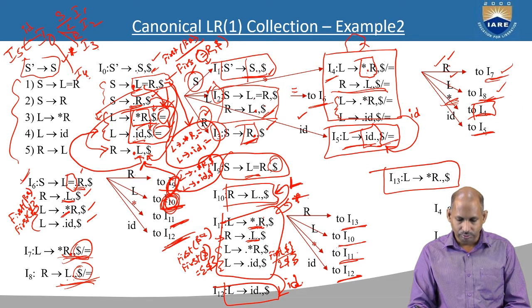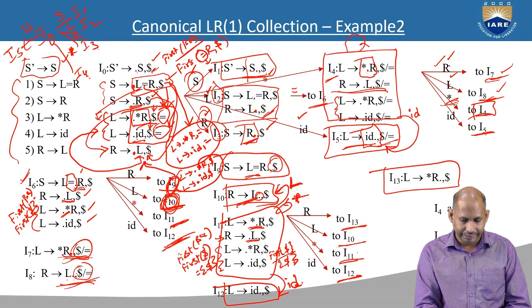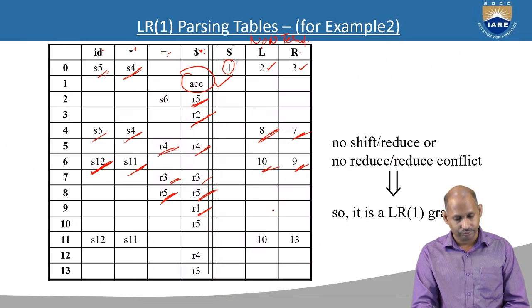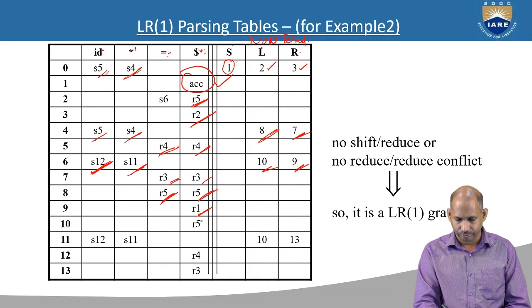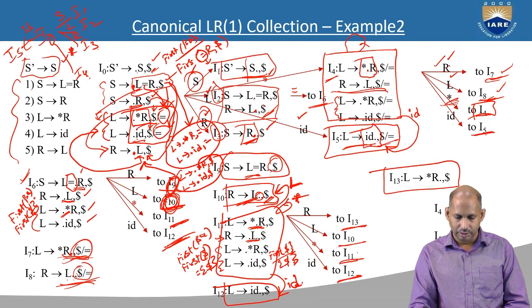Then I10. This is the production, dot end. Production number 5. Symbol is dollar.